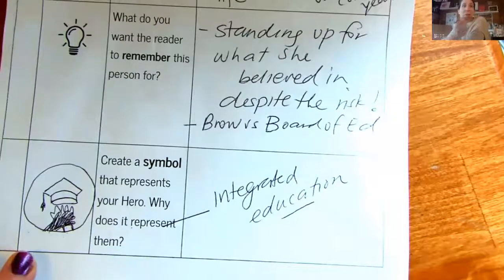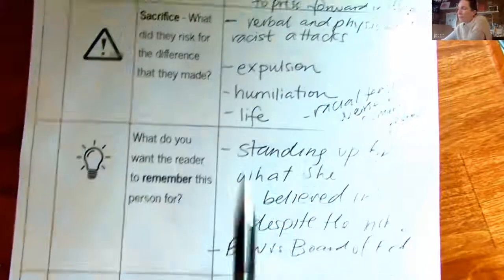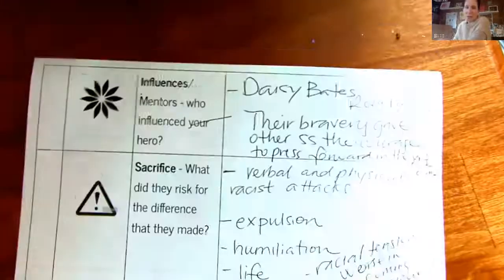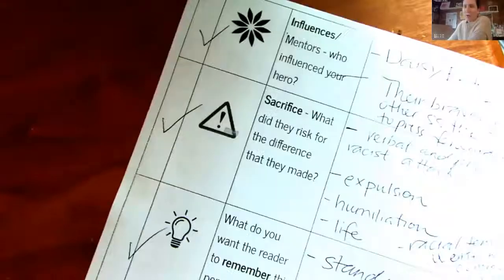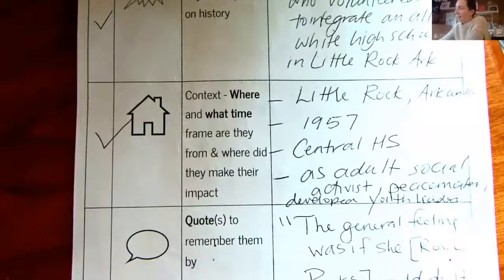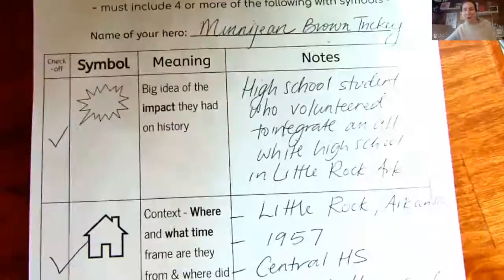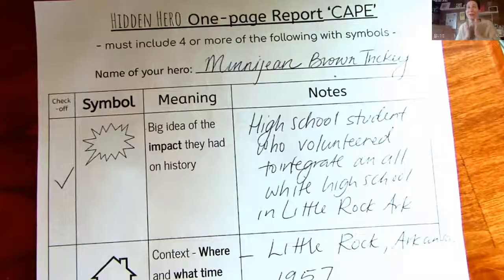I like to write notes in pen because notes don't have to be perfect, so I don't need to be able to erase my notes. So that is my notes. I'm checking all my sections. I have all 4 on the back. The symbol, I finally got the context all done, and I found that great quote by Googling it. So that is how to take notes on your hidden hero. Next up is how to make the cape.